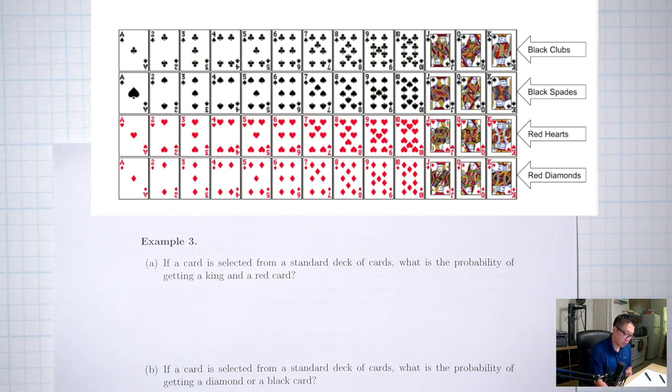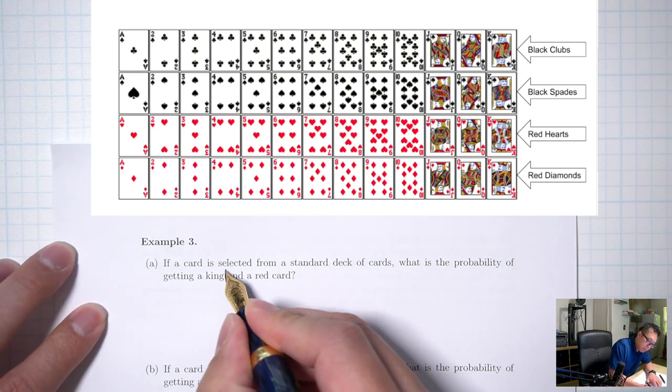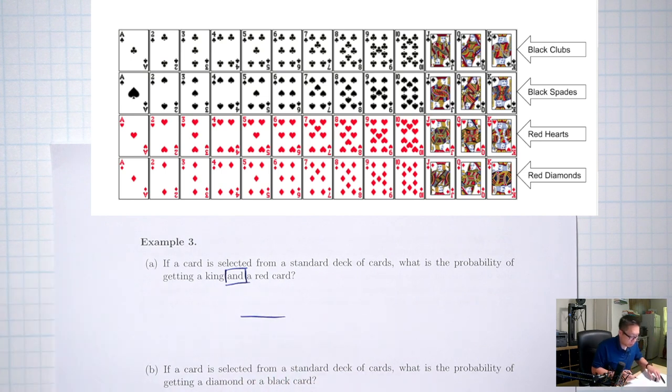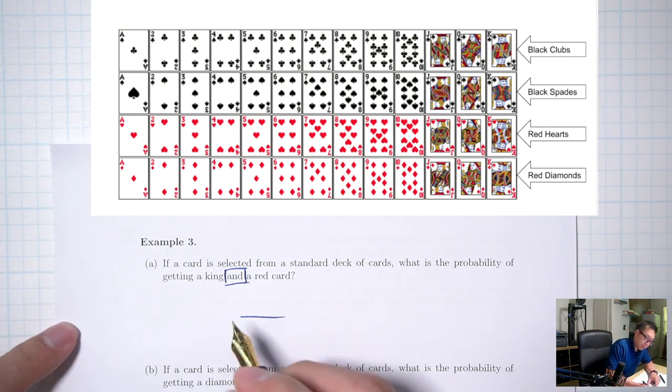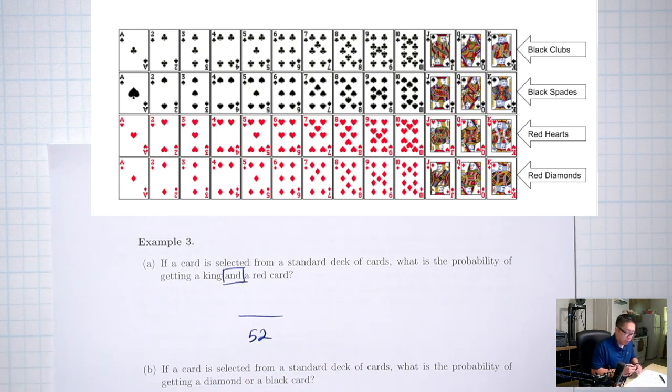Back to example 3, part A. If a card is selected from a standard deck of cards, what is the probability of getting a king and a red card? Keyword I see here is the word and. For the bottom, if I pick a card, how many possible things can I get? In other words, how many total cards are there? We said it was 52. For the top, I want king and red. And, remember, means at the same time. So I want the cards that are king and at the same time red. In other words, I'm looking for the red kings, which are these two.